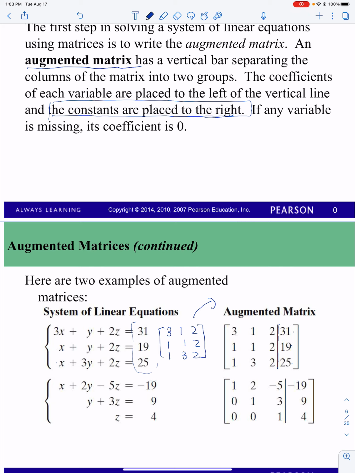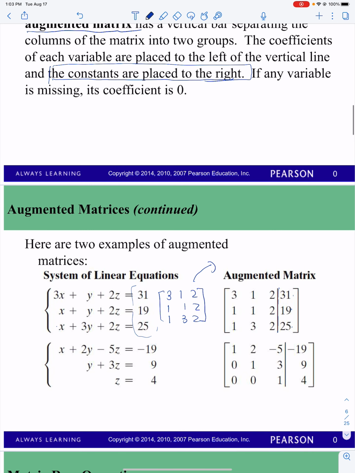So this will be called what? The augmented matrix. This is the matrix of all the coefficients. Okay, all the coefficients. So we will say this one is the coefficient matrix.